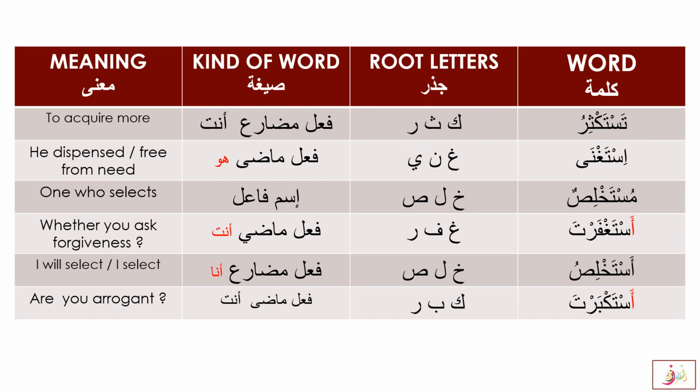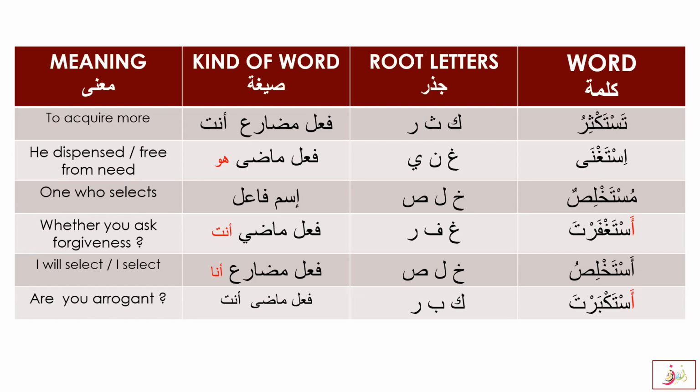Istaghna, you know, ghana, yaghni, and you know that when he is sufficient, and this is used for Allah subhanahu wa ta'ala, and is telling us that it is fa'il madi huwa form. The root letters are ghain, noon, and ya. He dispenses or is free from need, one who doesn't need anything, or one who has sufficient things to provide.